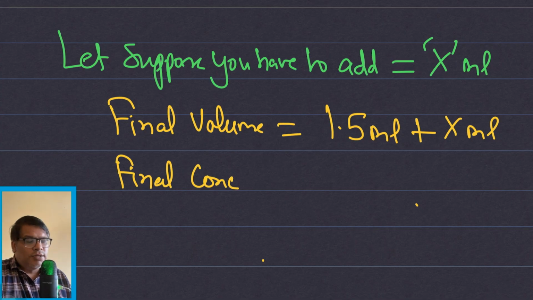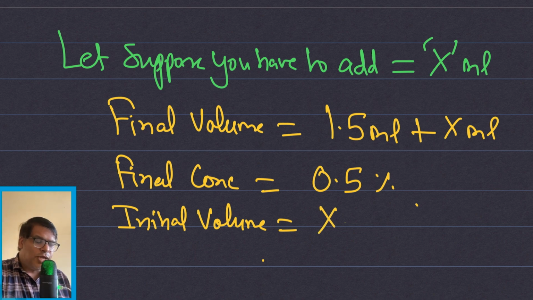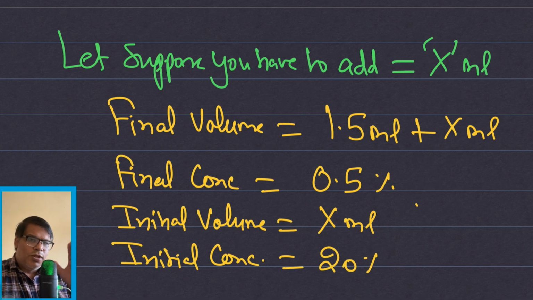The final concentration, the desired concentration C2, as mentioned in the question, is 0.5%. Next, what is the initial volume? That is X ml, which you are going to take from the stock. And what is the initial concentration? It has been mentioned in the question, it is 20%. So all these values C1, V1, C2, V2 are clear.